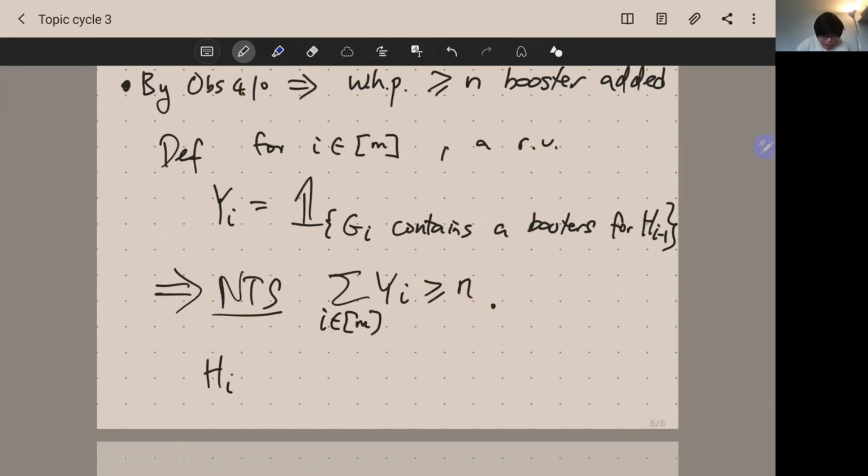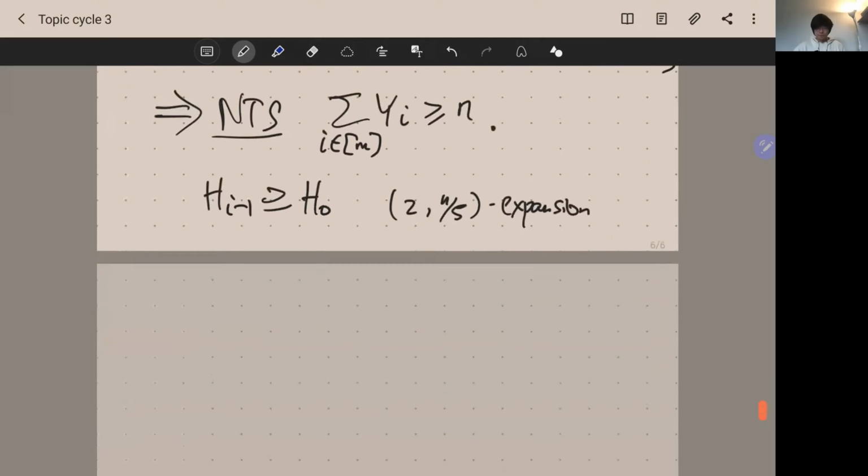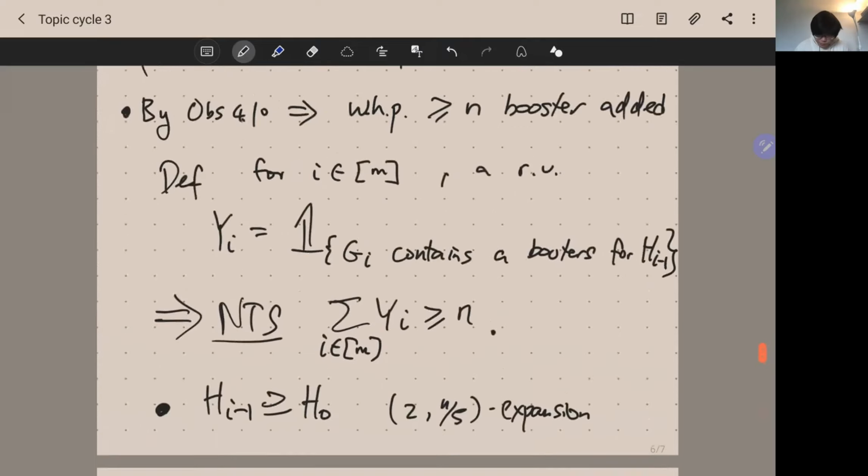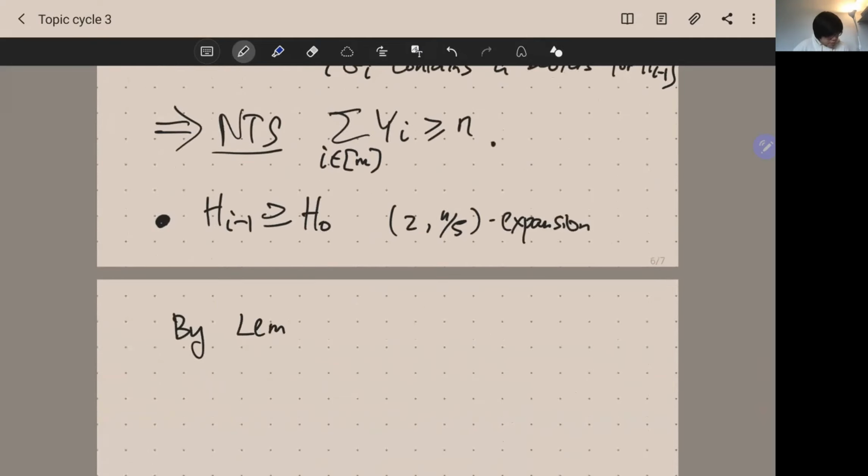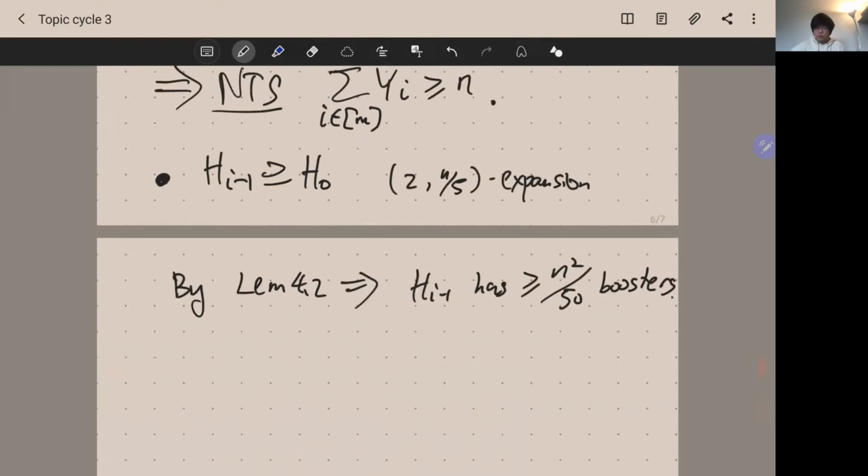Well, first thing to notice is that at any stage, every round, we get this graph Hi or Hi−1, and because it contains our original graph H0, it's always a 2n/5 expander. Expansion is a monotone increasing property, so we don't ruin it. In particular, for each one of these Hi, we can apply Pósa's lemma to see that it has lots of boosters. So by our lemma 4.2, Hi−1 has at least n squared over 50 boosters. One of the lemmas that we stated today.